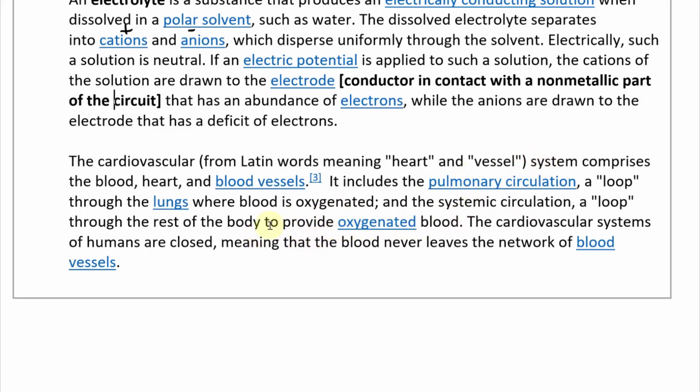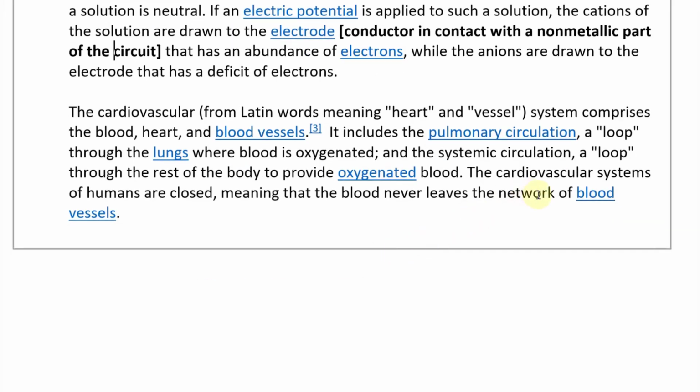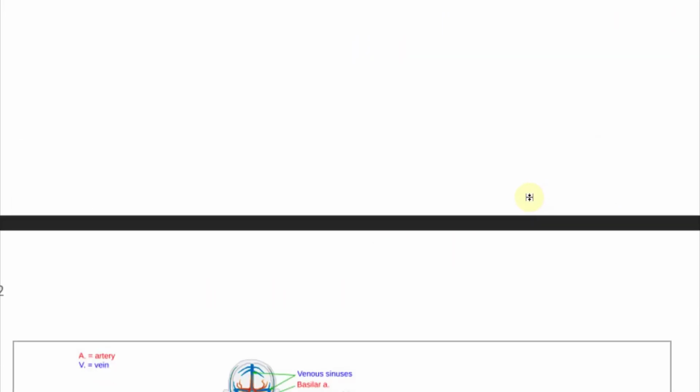So basically blood goes to the lungs to get oxygen, and then there's a second loop that goes to the rest of the body to provide it with oxygenated blood, hence why oxygen is needed to breathe and live. And oxygen is usually a byproduct of photosynthesis, hence the waste of plants is what humans and animals need to live. The cardiovascular system of humans is closed, meaning that blood never leaves the network of blood vessels.